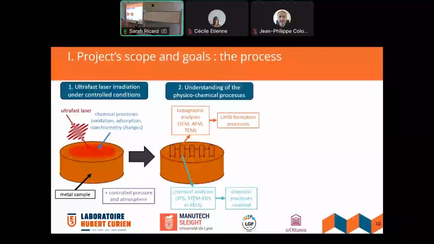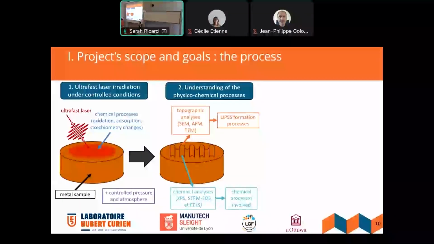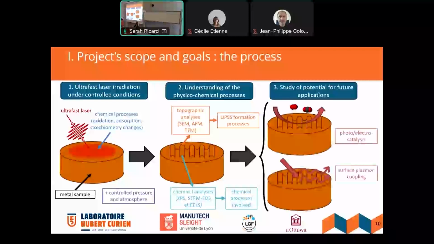Then we're going to try to understand the formation process of the structures thanks to topographic analysis and also thanks to chemical analysis, mostly done at Laboratoire Georges Friedel in Saint-Étienne, to understand the chemical processes involved. Mainly oxidation right now, but we're open to other chemical processes, of course. And lastly, we're going to study the potential for future applications. We've talked about either photoelectrocatalysis for CO2 reduction or surface plasmon coupling.